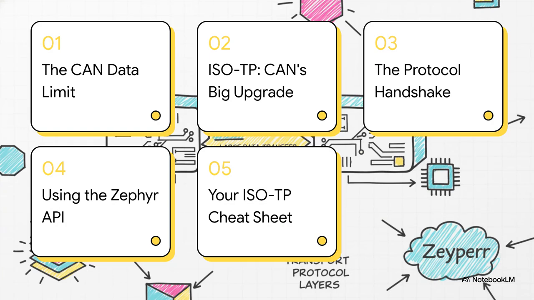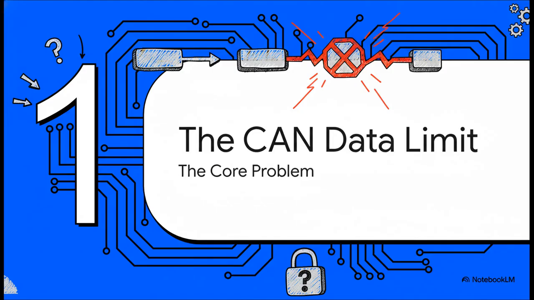So here's our game plan. First, we'll get a handle on the core problem, CAN's data limit. Then, we'll see how ISOTP comes to the rescue. We'll peek under the hood at the protocol's handshake, see how to actually use it with the Zephyr API, and then we'll wrap it all up with a quick cheat sheet so you don't forget the important stuff. Okay, let's get right into it.